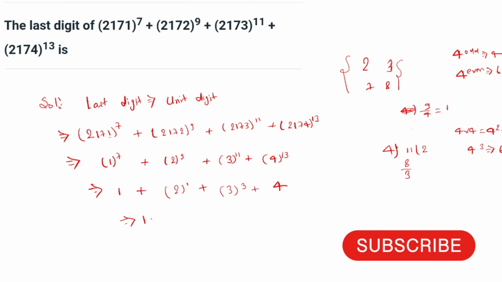So 1 plus 2 plus 3 to the power 3, which is 27, plus 4. So 1 plus 2 plus 27 plus 4 is 34. But in the unit digit, what is the number? 4. So 4 is the unit digit, and this is the answer of the question.